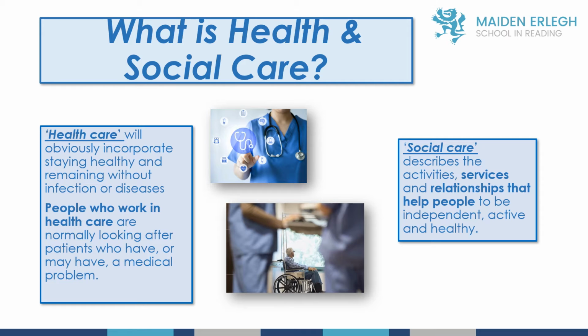So what is health and social care? Basically, as you can see from the slides, healthcare is to do with the way you stay and remain healthy, and it's about obviously not being affected by infections or diseases. The healthcare professionals are also explored in this subject area. The social care very much looks at the activities of these services that you will be looking into, and also the relationships those people or those care professionals can provide for you to become independent, active and healthy.